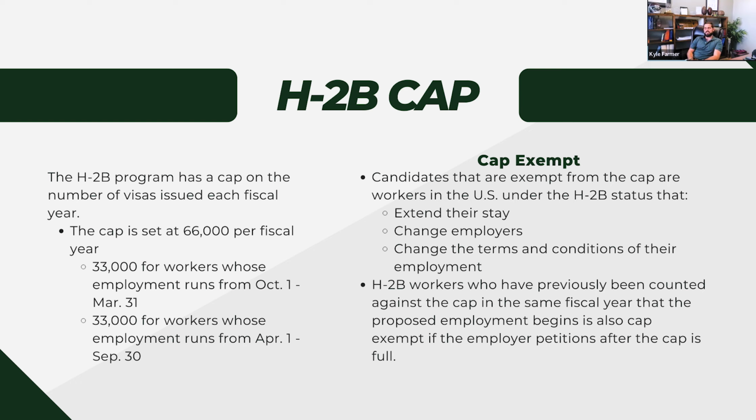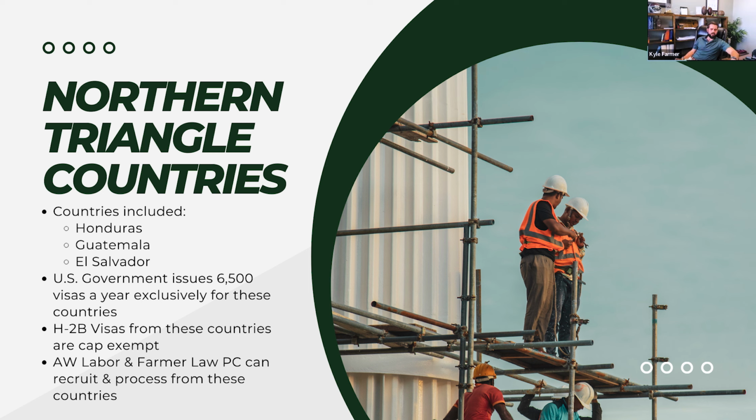So let's say, for example, a worker came in on a certification that started October 1st, which is the first half of the fiscal year. That worker is not subject to the cap again until the following October. So let's say that employee worked from October through December, and then went back home to Mexico. That employee could come back up into the United States to work on any properly petitioned H-2B filing, because they're cap exempt, and they would be cap exempt until the following October. So that's another good way to do it.